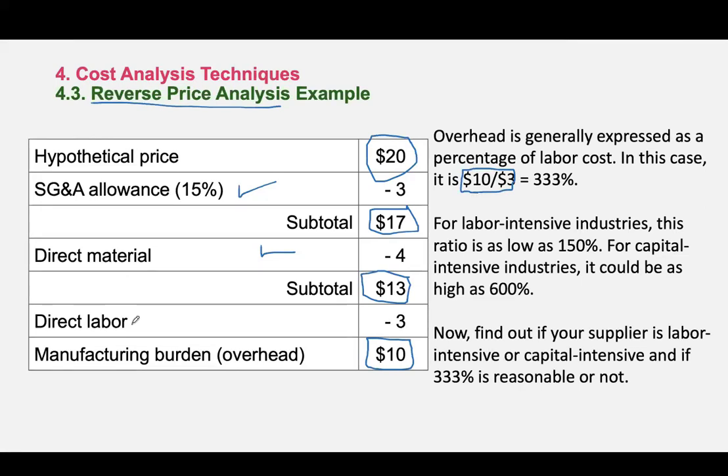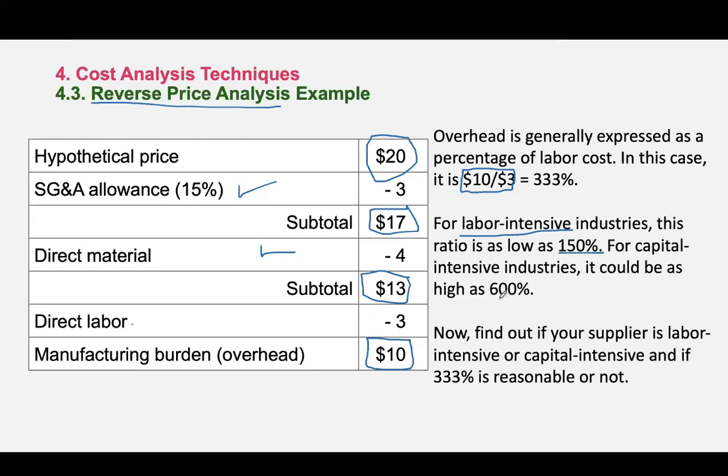Now, many trade journals or magazines will tell you that depending upon what type of company it is, if it's a labor intensive company, then this ratio should be 150%. If it's a capital intensive industry, which means they are using more machines, very sophisticated systems and machines, for example, very high quality processors, then this could be 600%.